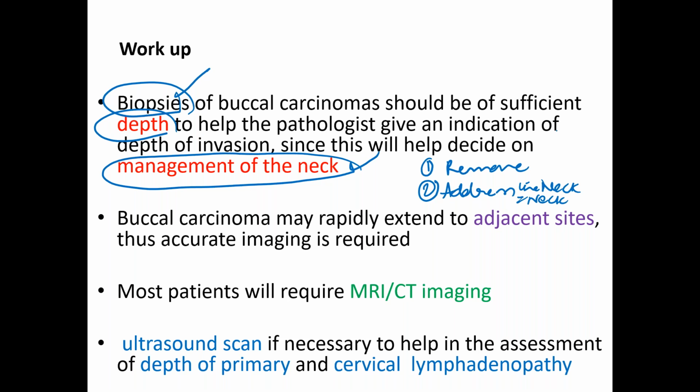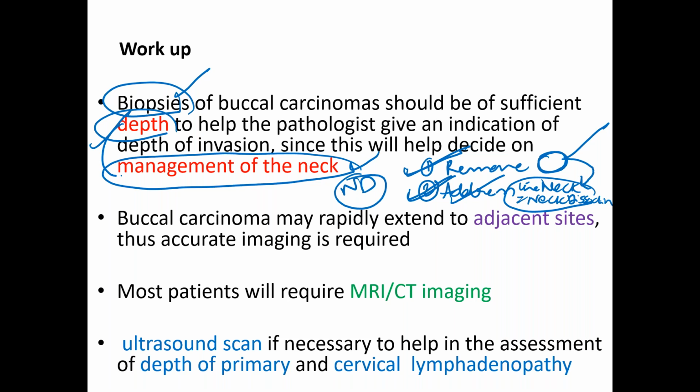Because the tumor has cells in a particular site, it metastasizes to the neck nodes. So for the tumor, you have to address the neck, that is, you have to go for neck dissection. Remove the primary tumor and remove the lymph nodes also. That is called neck dissection. So the depth of the tumor will help in the management of the neck.